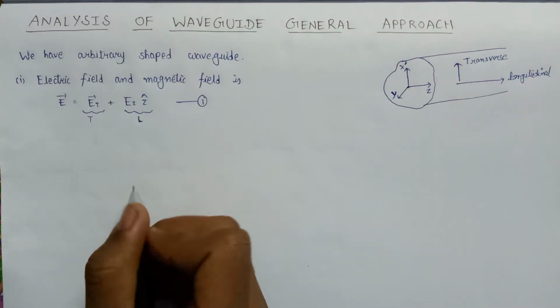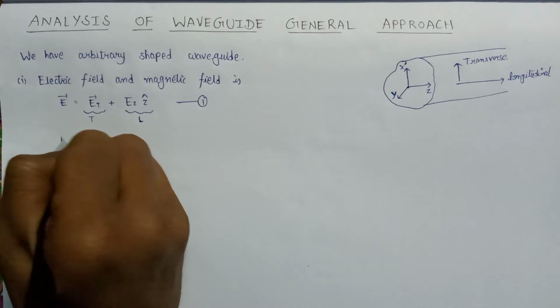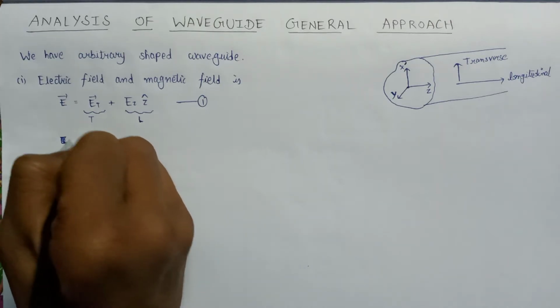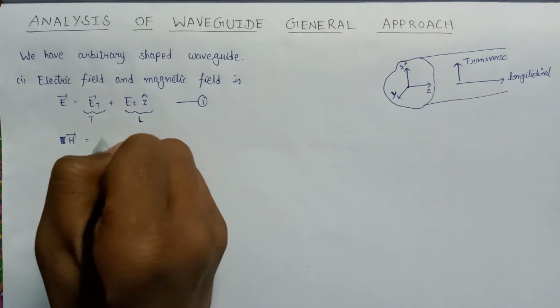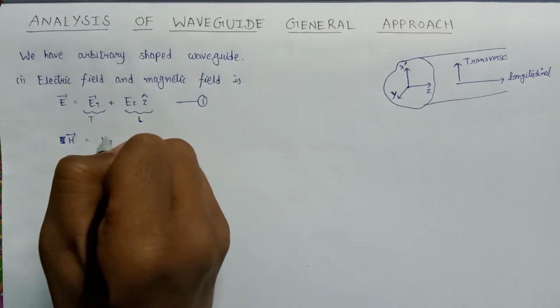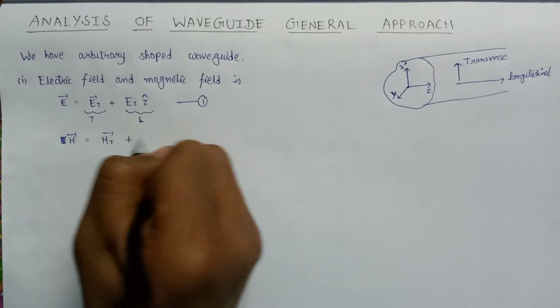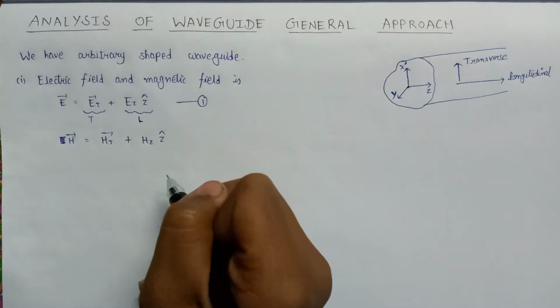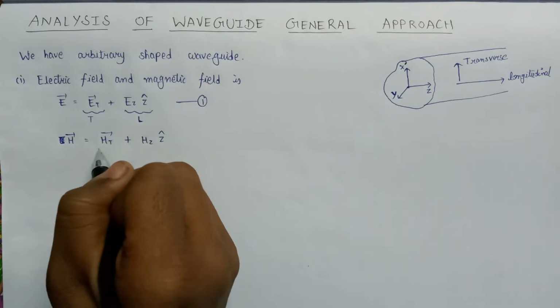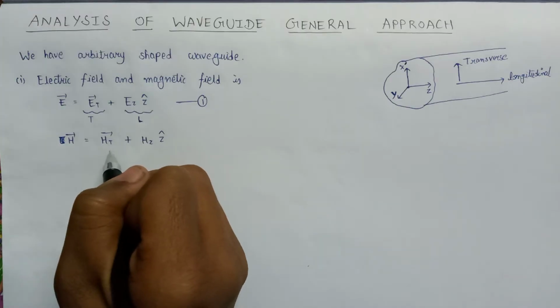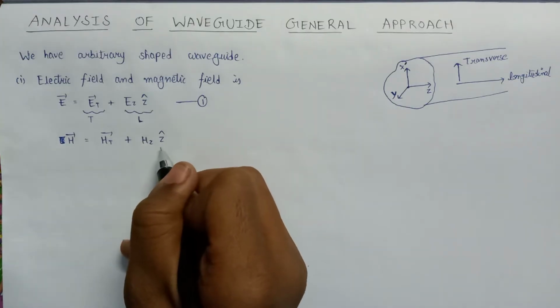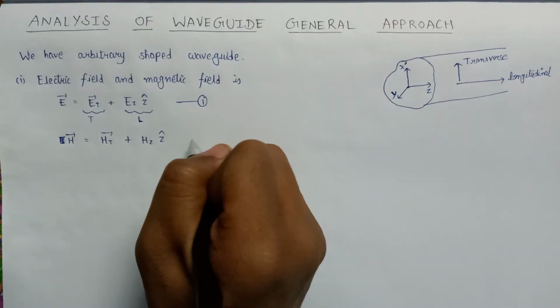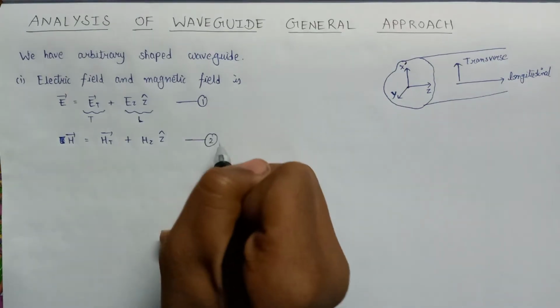If we talk about the magnetic field, then the magnetic field is equal to H transverse plus Hz into z cap. This is also a transverse component and a vector quantity, and Hz is a scalar quantity which is the longitudinal component of the magnetic field. This is equation number 2.